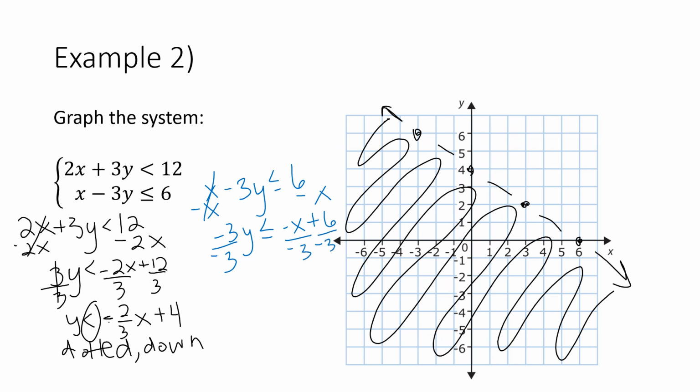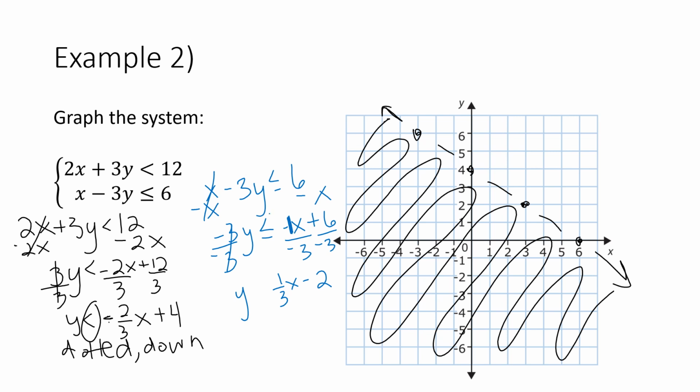on both sides. Now that we have y by itself, on the right-hand side, notice it's a -1x. -1 divided by -3 is +1/3 x. And 6 divided by -3 is -2.